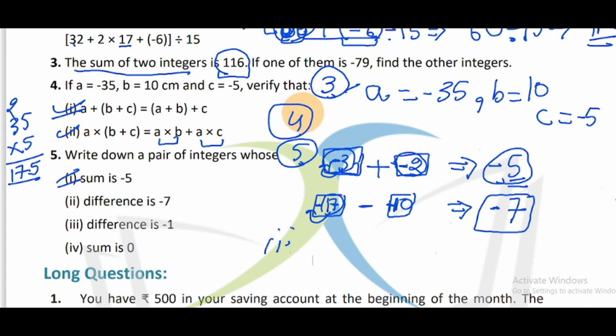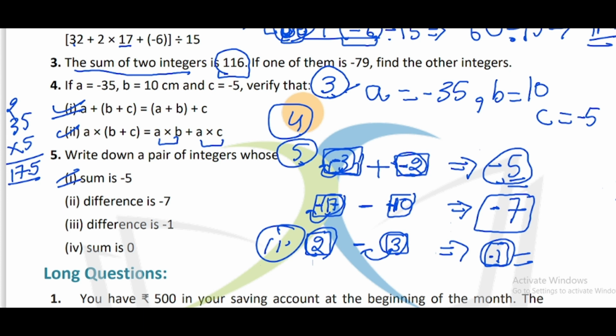Let's see the third. Difference is minus 1. The two integers which have a difference of minus 1. Let's see. 2 subtract with 3. Let's see which one is greater. 2 subtract with 3, that is 1, and 3 is greater and the symbol of 3 is negative, then minus 1 is the right answer. Then the pair for minus 1 is 2 and 3.